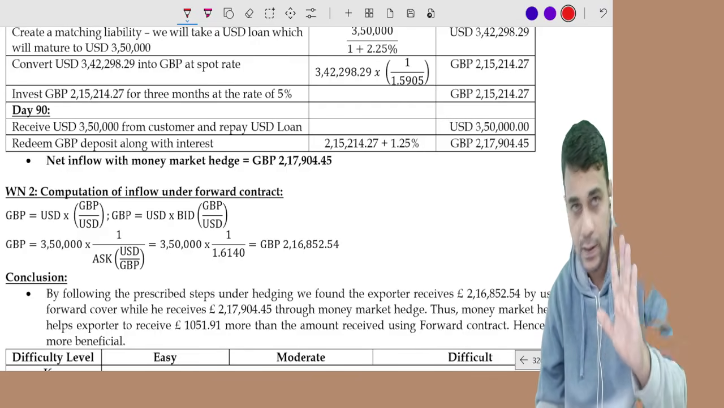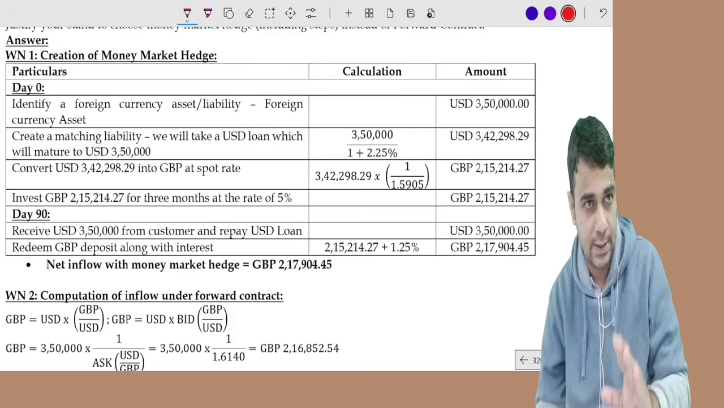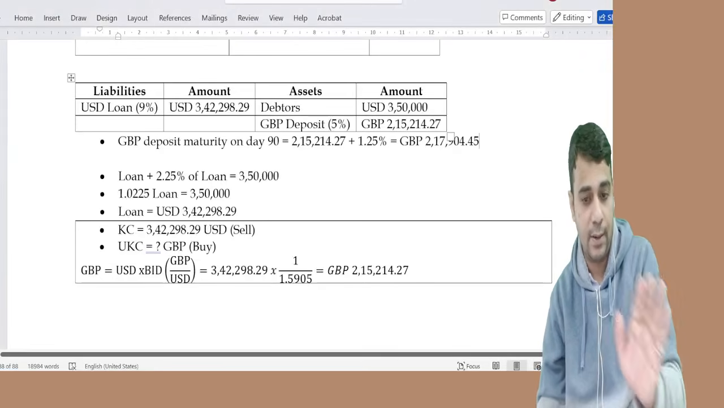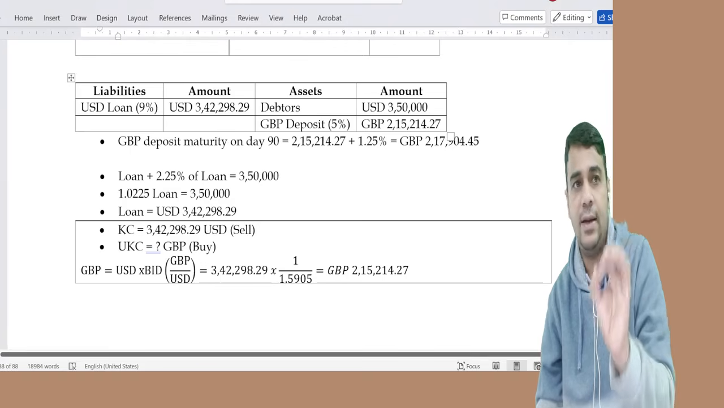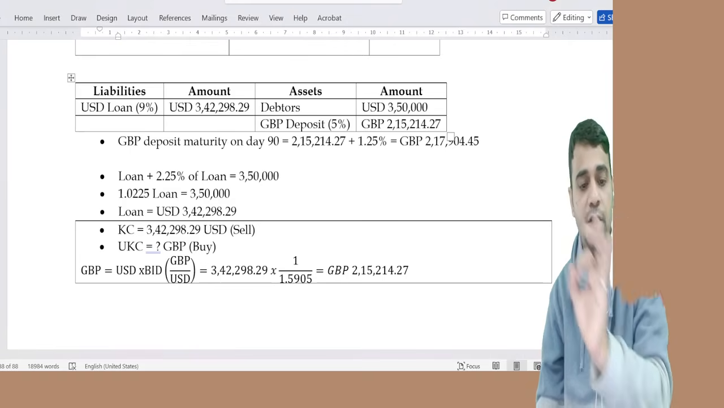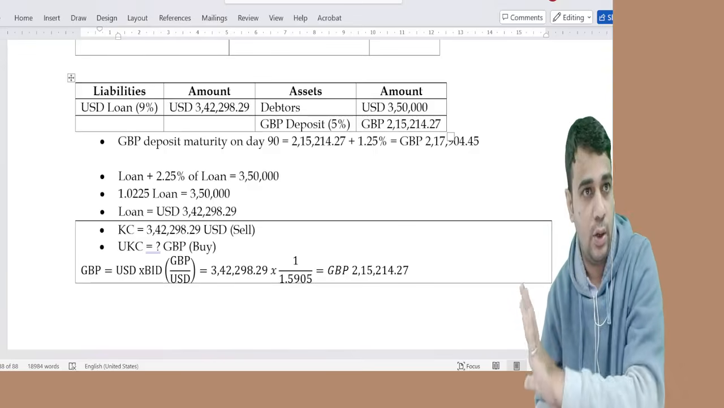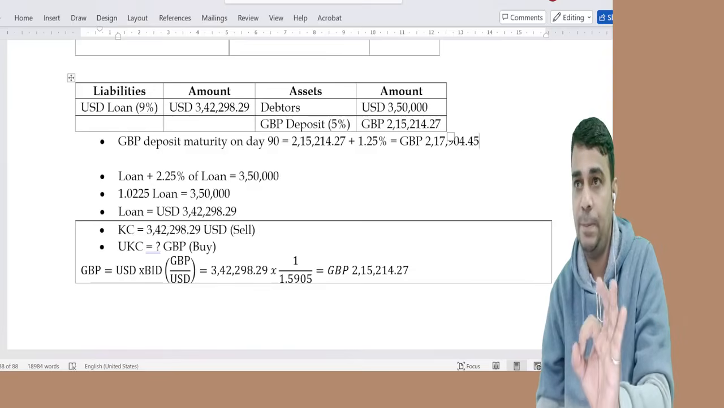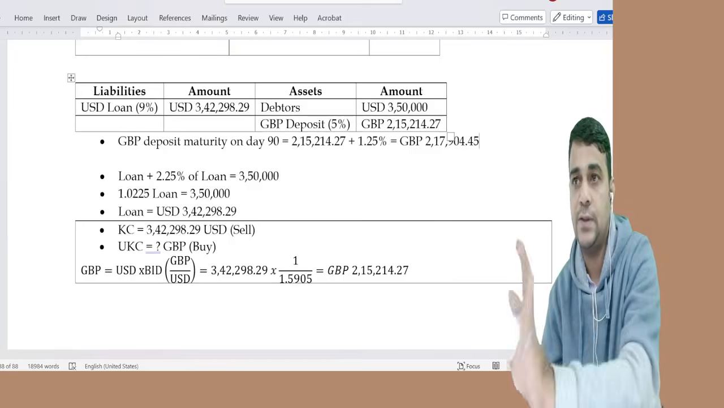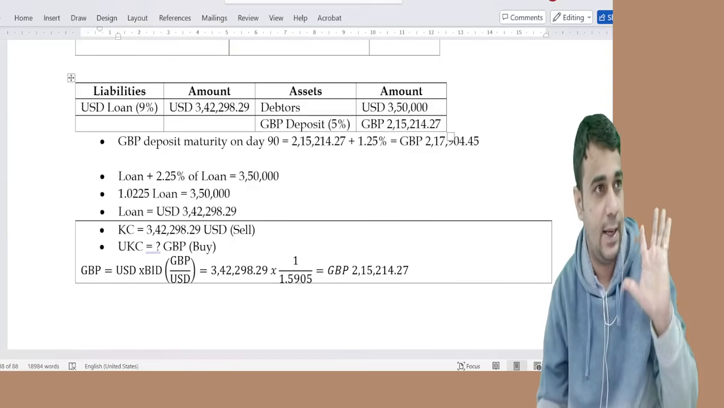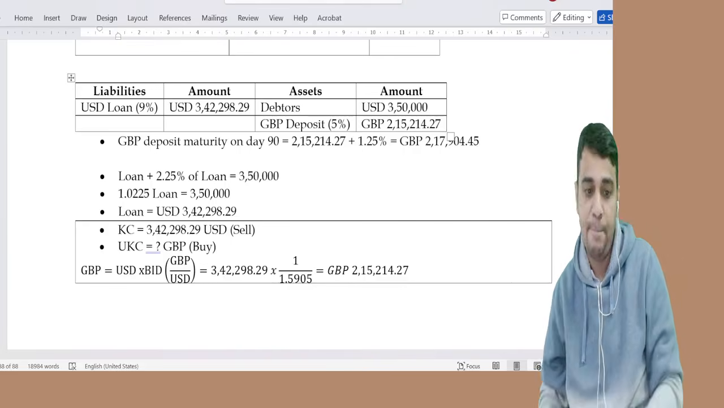Can we proceed? In exam, if you want to write the detailed step, write it. If you don't want to write the detailed step, write this balance sheet quickly below. Point number 1, take a US dollar loan of 342,298.29. Just 3 lines, right? Take a US dollar loan. Point number 2, convert the USD into GBP today and create a deposit. Point number 3, redeem the GBP deposit with interest. That's all. Write at least 3 lines below the table, which takes care of the points I want to say.